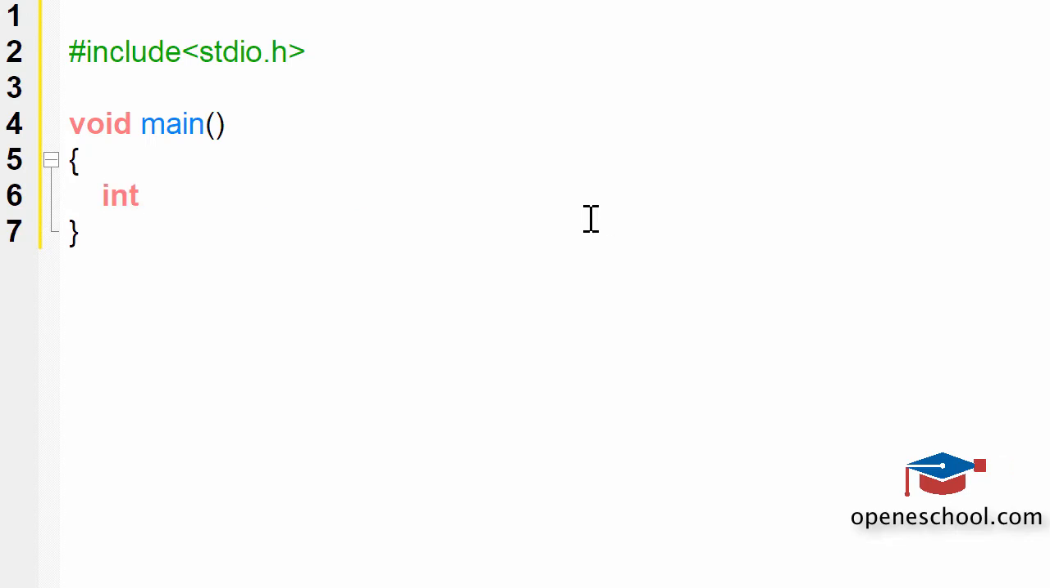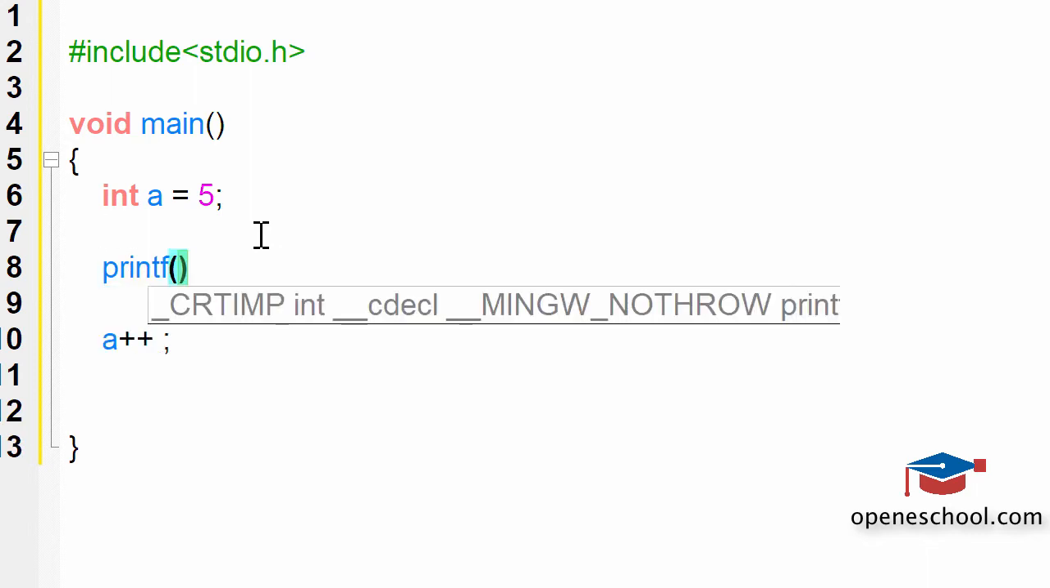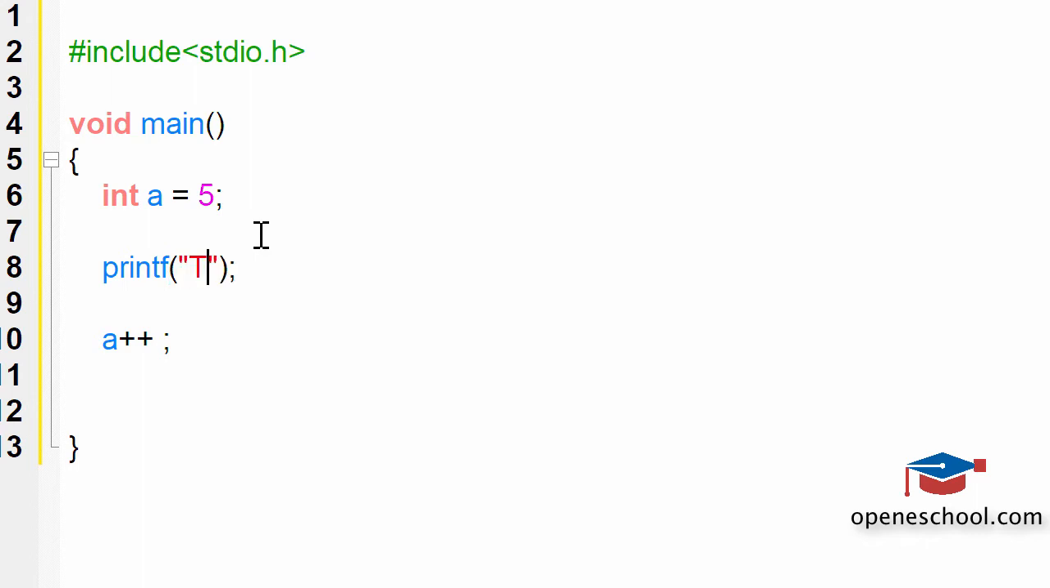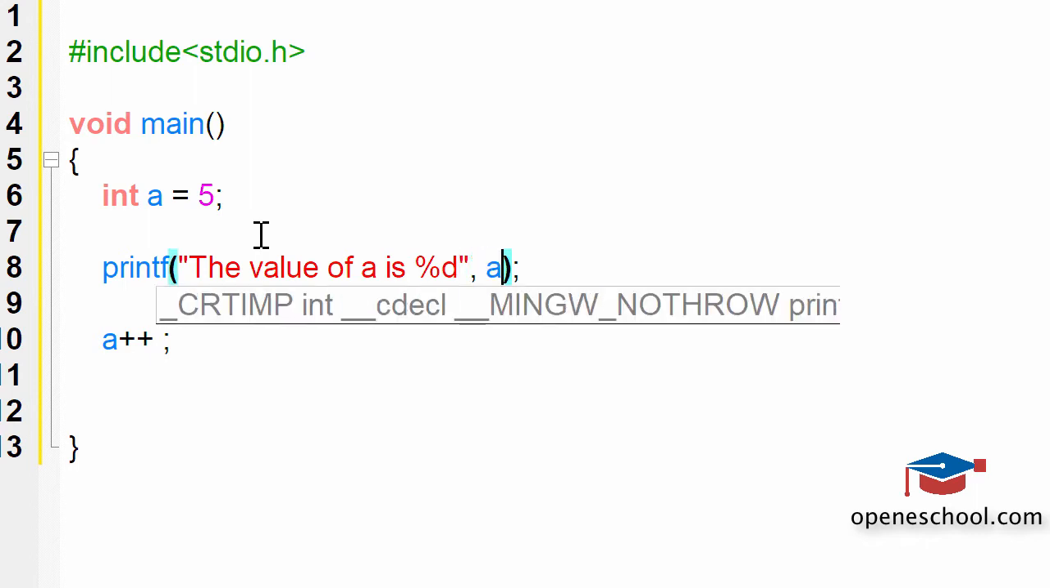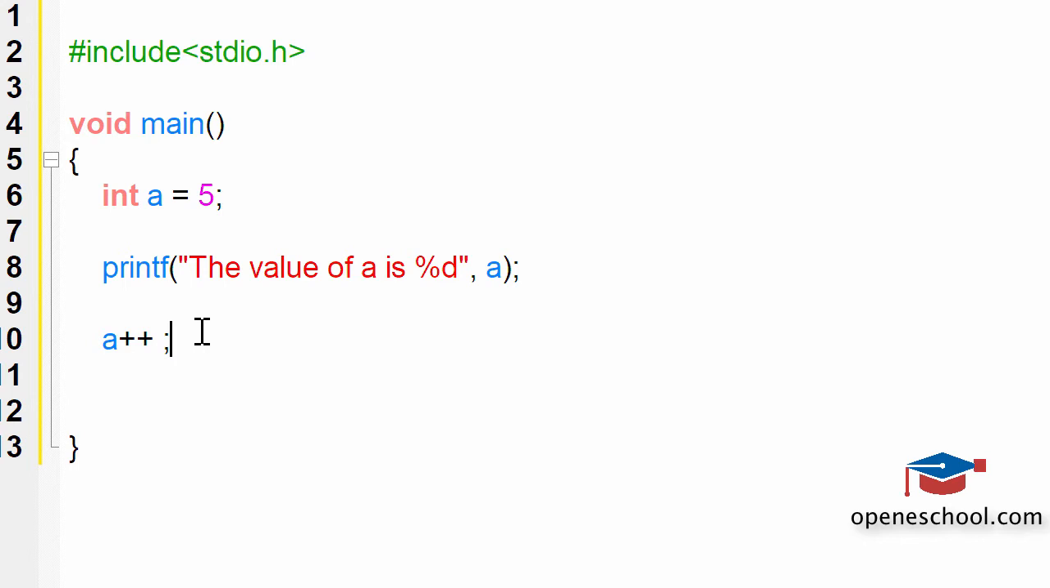Now let's say we have an integer variable a and we give it a value 5. In the next line, what I'm writing is a plus plus. Let's see what the plus plus operator does. Let me first print the value of a. So we'll say the value of a is %d, and we'll say a. After we use the increment operator plus plus, let's see what the value of a will become.